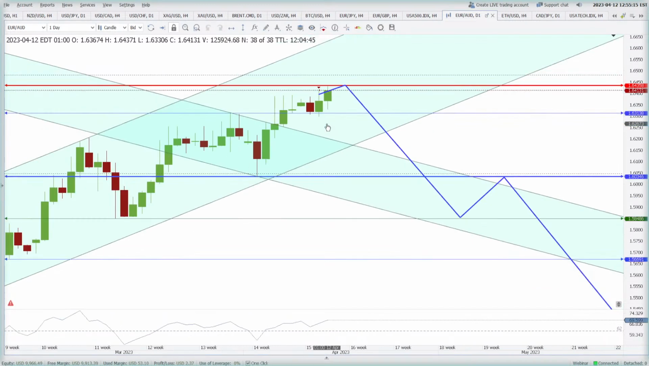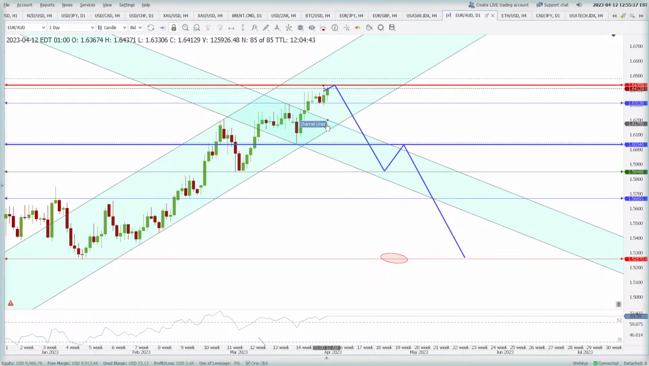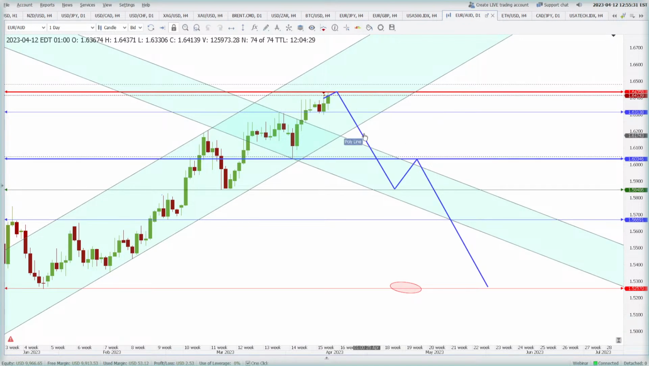Okay, so that is what I am expecting, but do not sell it with me. You can sell it if you want to paper trade, that's okay, but do not do it in a real account. Just wait and watch if my speculation is correct or not. Do not trade it, just keep an eye on this one.